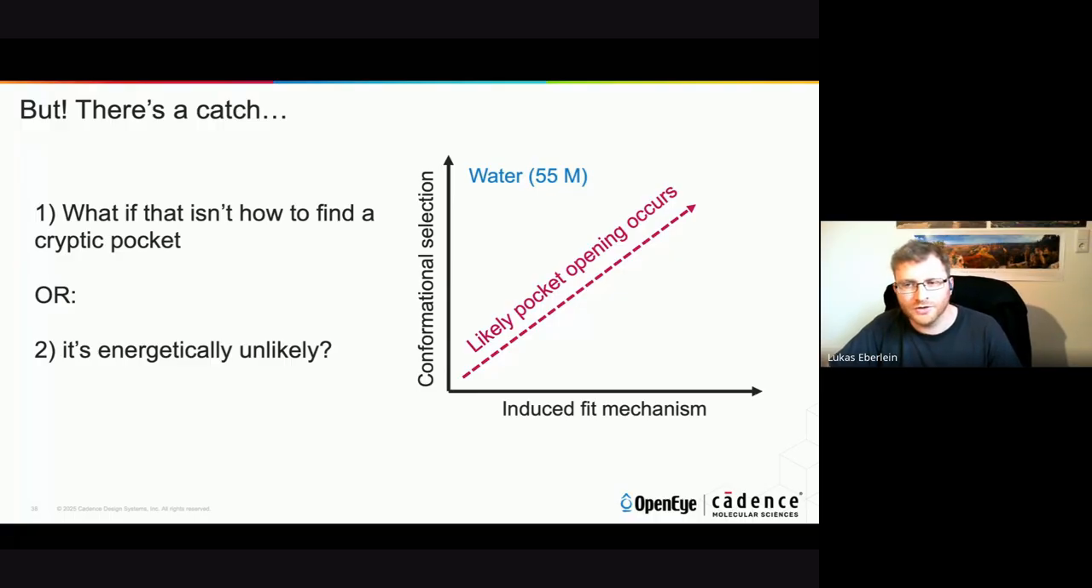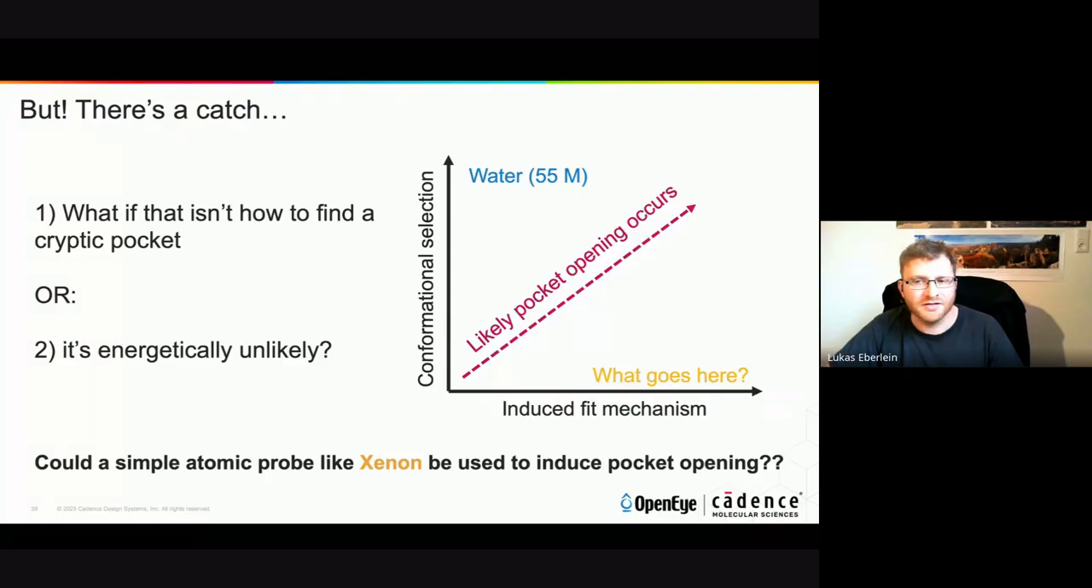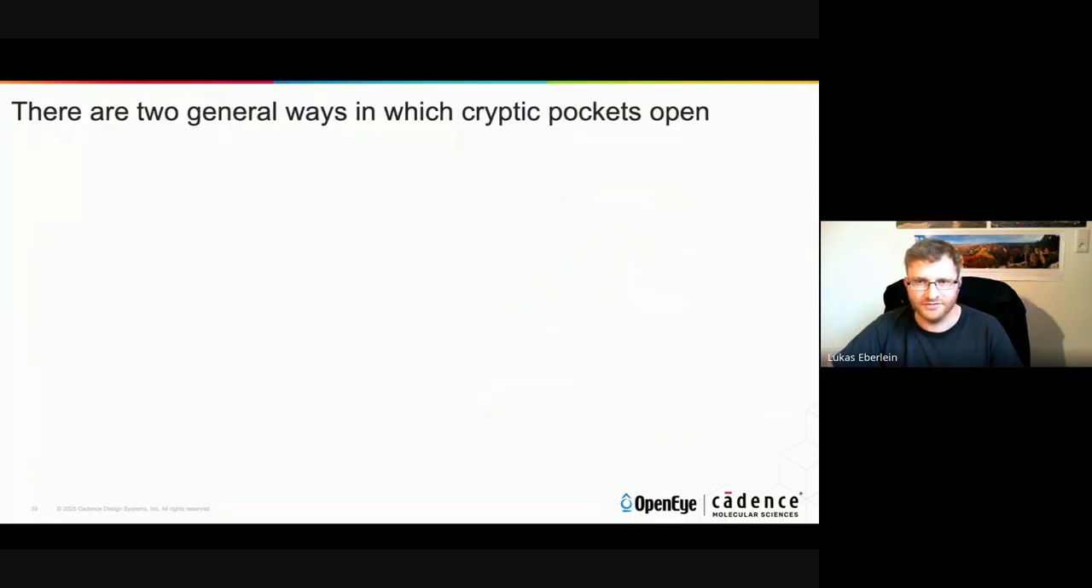So what we are going to do for this induced fit mechanism, what goes here on the x-axis, is our molecular probe. It could be something as simple as xenon, to perhaps open pockets. That's the question we have. Is it helpful to open pockets? We think, based on our knowledge about this specific atom, that it is.